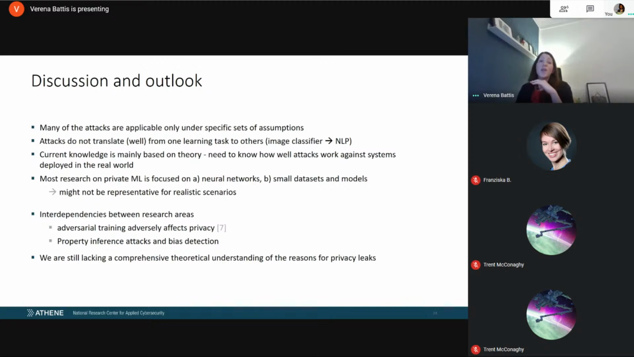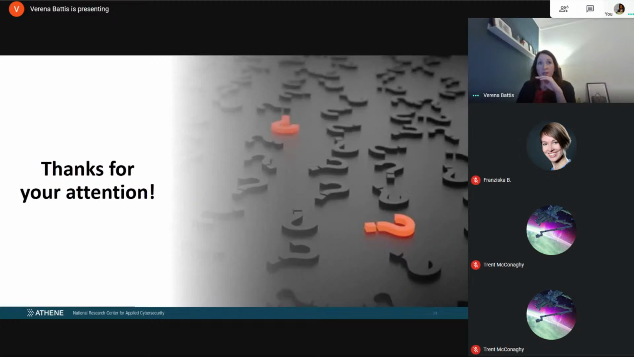And lastly, we are still lacking a comprehensive theoretical understanding of the reasons for privacy leaks. And of course, this affects our understanding of the limitations of privacy attacks. So that's for my part. Now that I've told you about all the threats lurking in the dark, in the second part of tonight's talk, my colleague Franziska will show you some techniques to protect your machine learning models against those attacks.